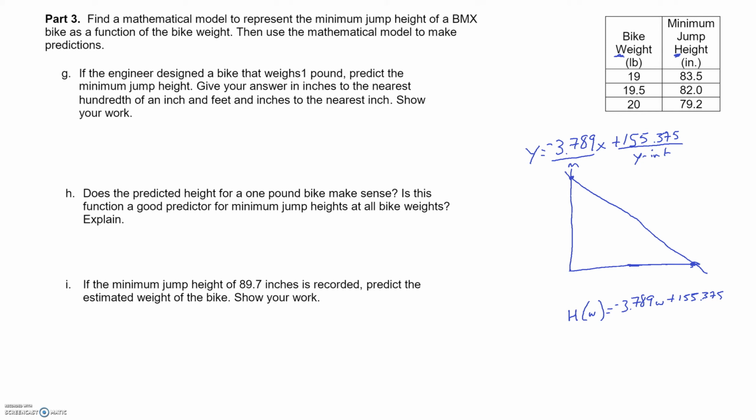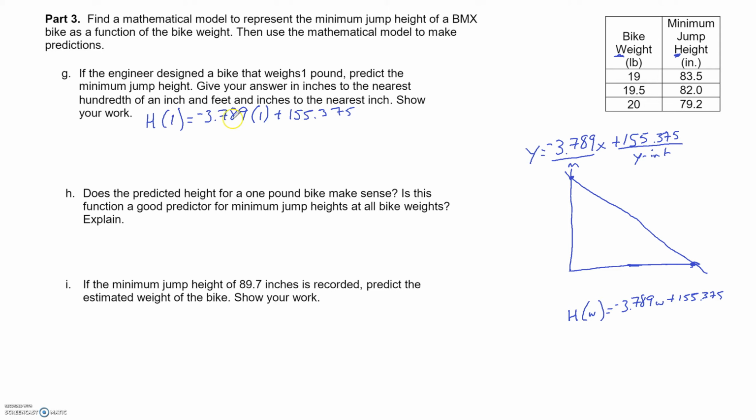To finish this off, we just have 3 more questions. And the first one is saying if an engineer designed a bike that weighed 1 pound, predict the minimum jump height. So if we plug that back into this equation down here, we have the height of a bike that weighs 1 pound is equal to negative 3.789 times 1 plus 155.375.